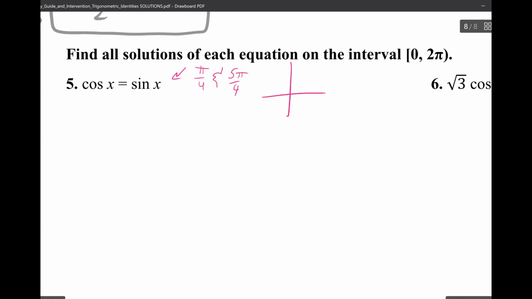Because those are the only places on the unit circle where my x and y have the same sign. In my first quadrant, I have positive x, positive y, and in my third quadrant, negative x, negative y. So those are going to be my only 2 solutions, but let's go through and look. If I square both sides, I'll have cosine squared x equals sine squared x.